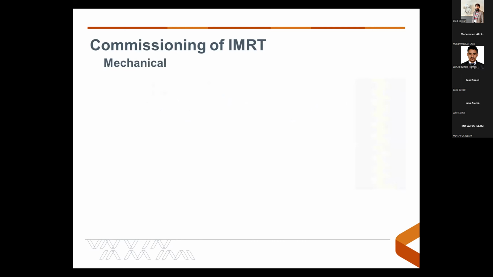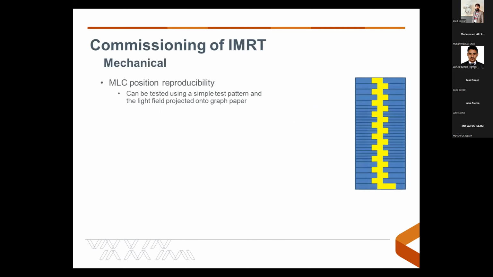Mechanical tests. So MLC position reproducibility. This is normally done at acceptance testing with the Varian engineer. And this is an example on the right here. This is the field that Varian uses for acceptance testing for a Varian TrueBeam Linac. All they do is use the light field and project this onto graph paper. We just test that the positions line up with the lines on the graph paper. Then they'll move the MLCs out and then move them back, and we just check it again.